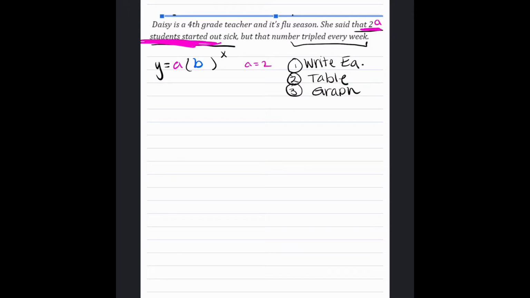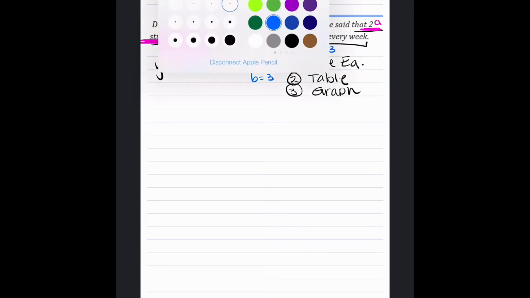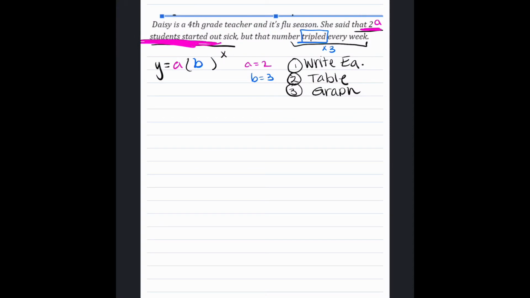And then b is what you multiply by. It said that number tripled every week. To triple something means to multiply it by 3. So then I'm going to say b equals 3. To write that equation, we're going to just put y equals, instead of a, 2 times 3 to the x power. This says you started with 2 and it tripled every week.